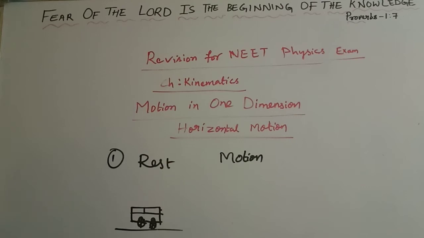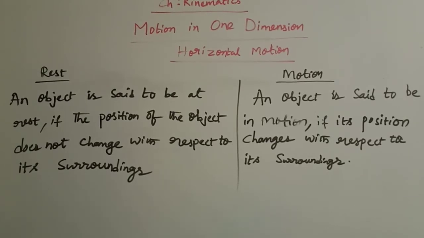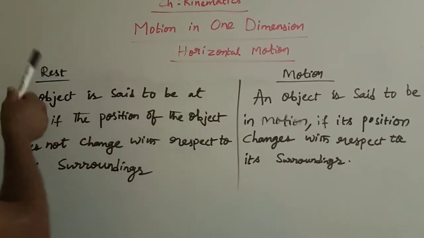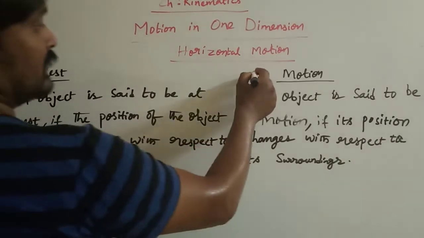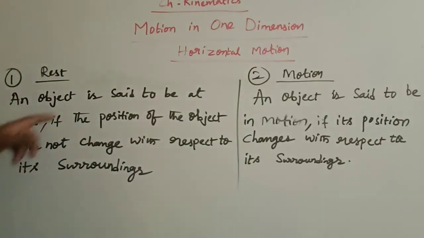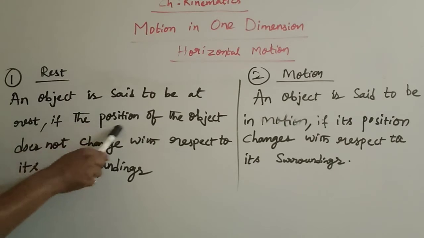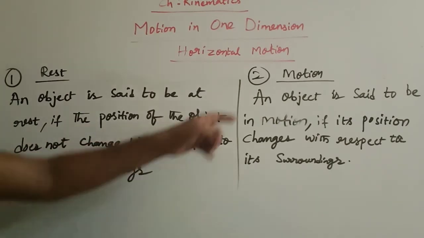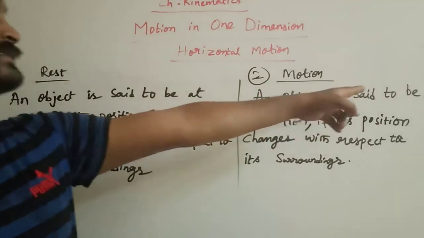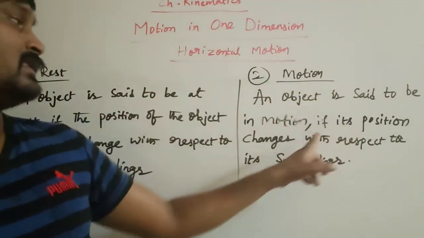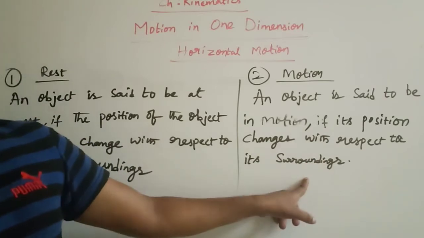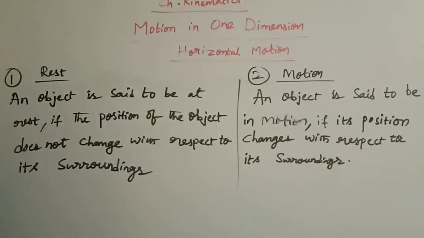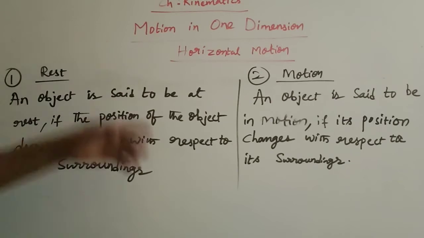If you want, I'll write them one by one so that you can remember. This is your definition for rest and motion. An object is said to be at rest if the position of the object does not change with respect to its surroundings. And an object is said to be in motion if its position changes with respect to its surroundings. These are the important points you just remember about rest and motion.